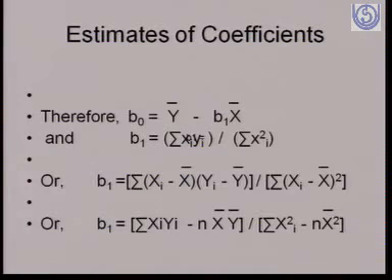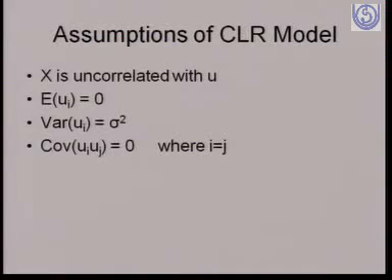Once we have carried out this estimation, we have to make certain assumptions in order to move further. First and foremost assumption is that variable x is uncorrelated with the u's. Second assumption is expectation of ui equals 0 and variance of ui is equal to sigma square. Covariance of ui, uj when i is not equal to j is equal to 0.